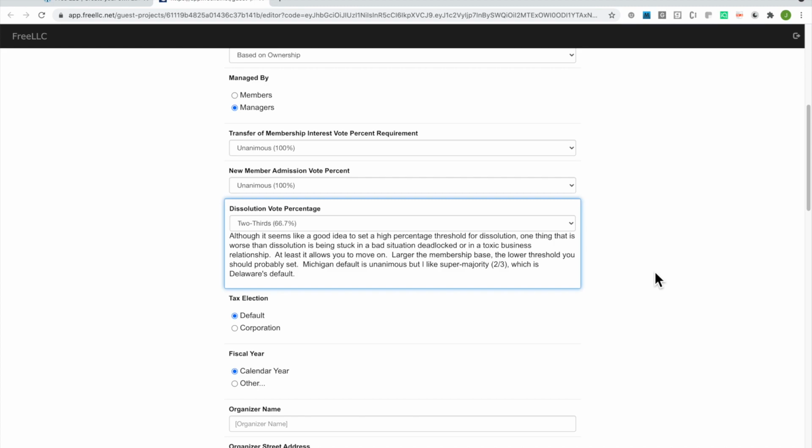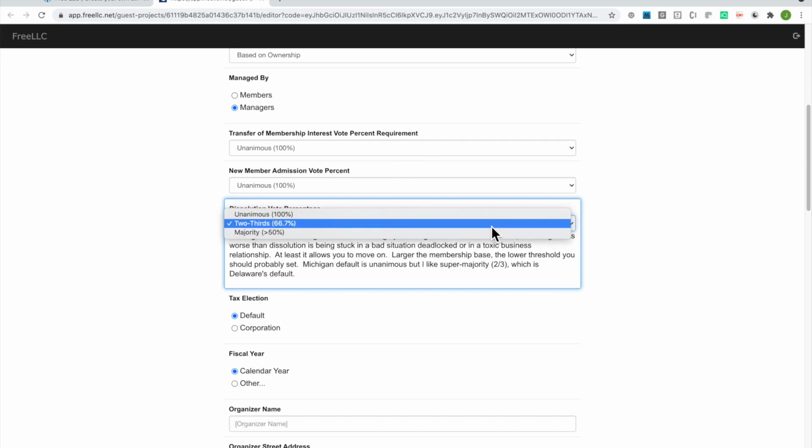Dissolution is when you want to liquidate the company. The default rule in Michigan is a unanimous vote, but I think there are good reasons to set it a little bit lower. I've put two-thirds as the default option, and the reason why, at least I personally like it a little bit less than unanimous, is because you don't want to be deadlocked or stuck in a toxic business relationship. So that's all for the voting thresholds.